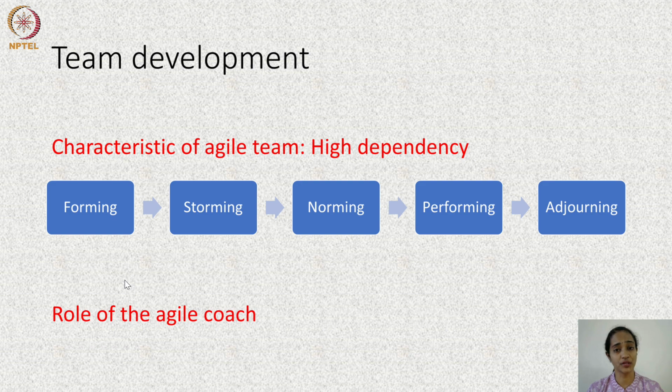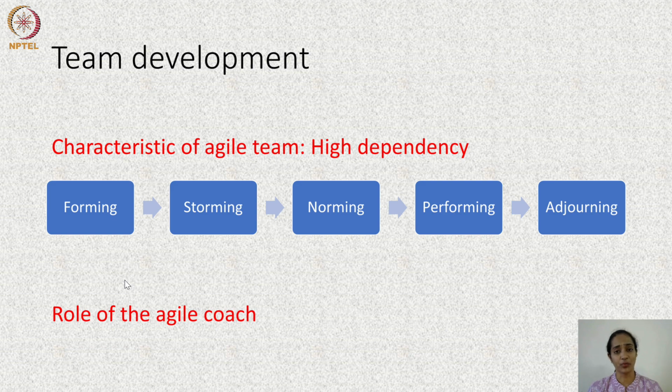Before we go into team development, we have to understand why it is so crucial for Agile teams. There is a characteristic of Agile teams which makes team development very important, and that is the high level of dependency. Agile teams are highly dependent on external stakeholders. Agile teams have to constantly interact with customers to understand the customers' changing requirements of the product they are building. Agile teams also have to coordinate and collaborate with other teams which are working in the same product.